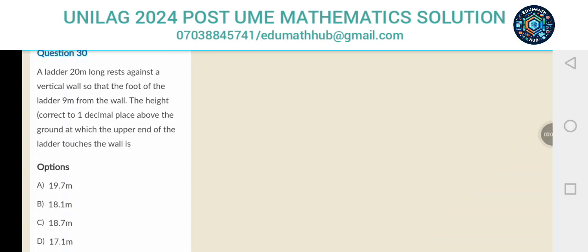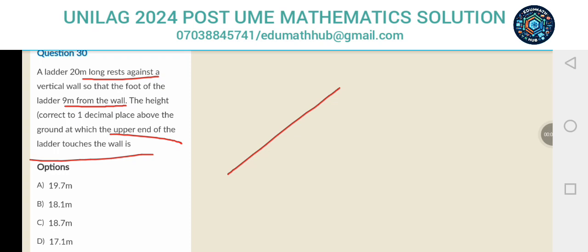A ladder 20 meters long rests against the vertical wall so that the foot of the ladder is 9 meters from the wall. Okay, so the height, corrected to 1 decimal place, above the ground at which the upper end of the ladder touches the wall is dash. So this is also trigonometry. So this is the ladder here. Let's assume this is the ladder here. It rests against the vertical wall. This is the vertical wall here. Then this is the horizontal ground here.